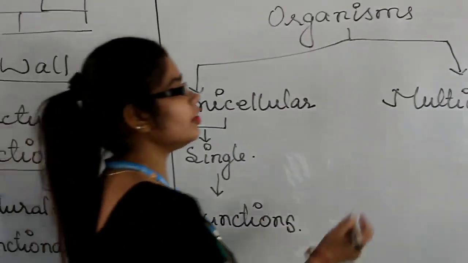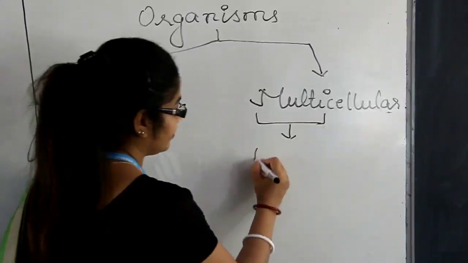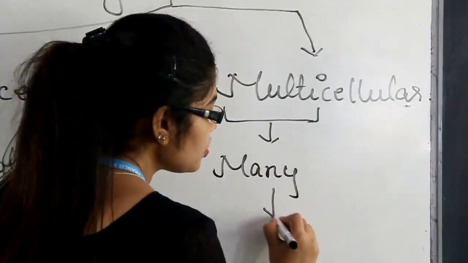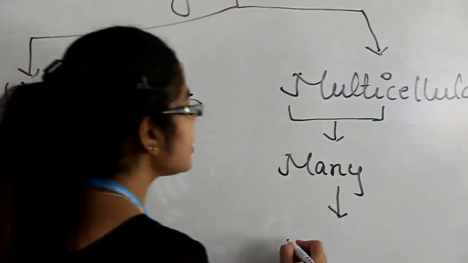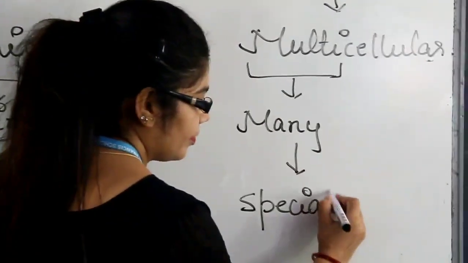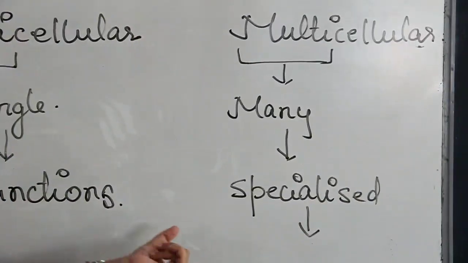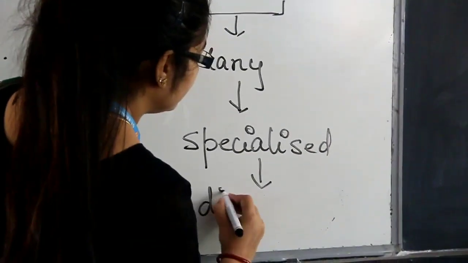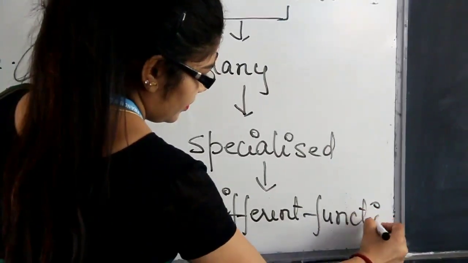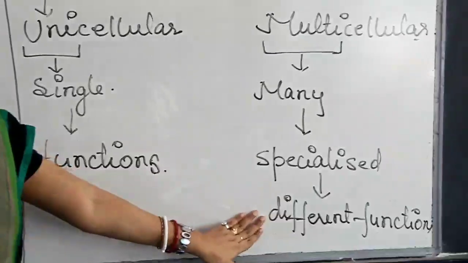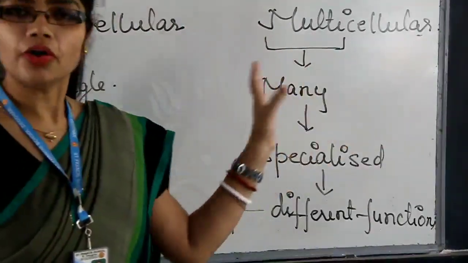Whereas in the case of multicellular organisms, we know that multi means many. So those organisms are made up of many cells, and these cells get specialized to perform different functions. And these different functions will be performed with a proper organization that is present in multicellular organisms.